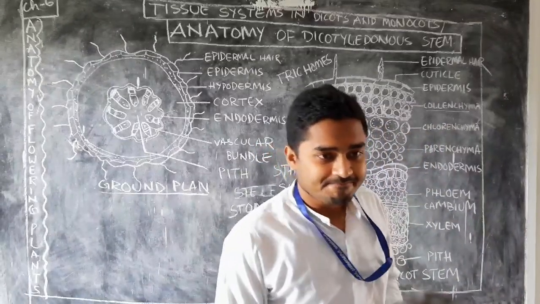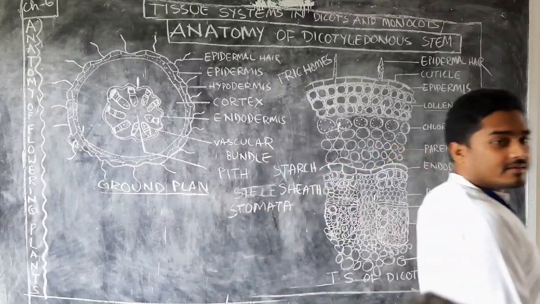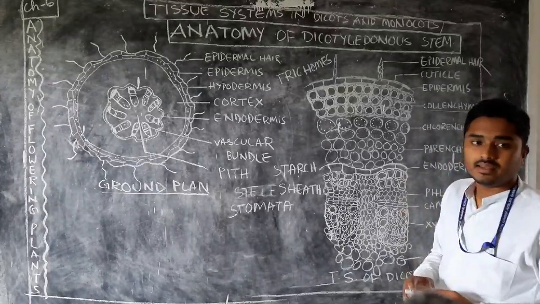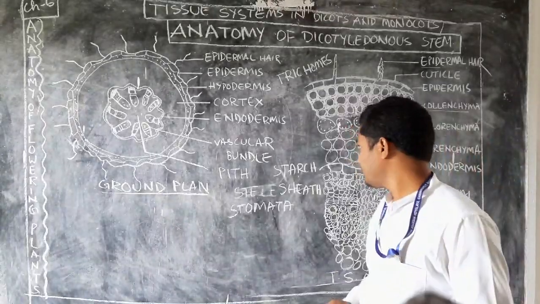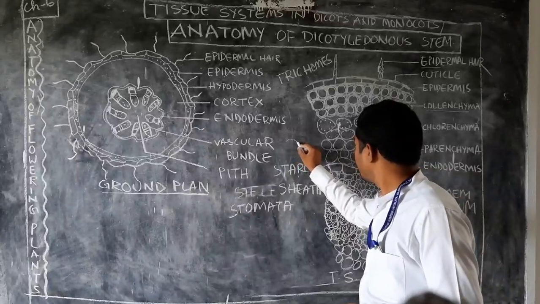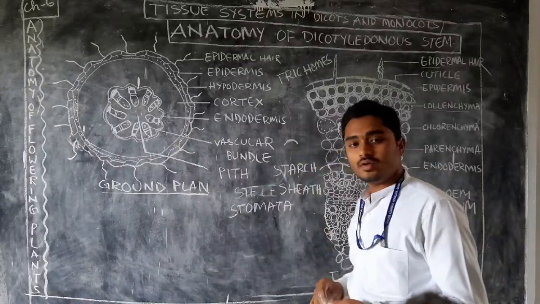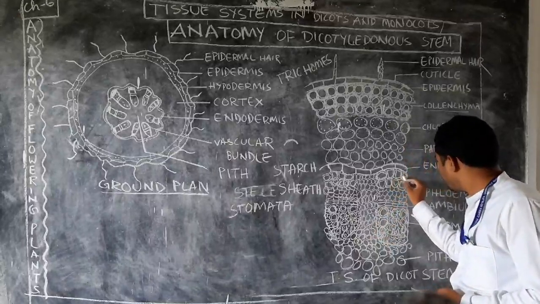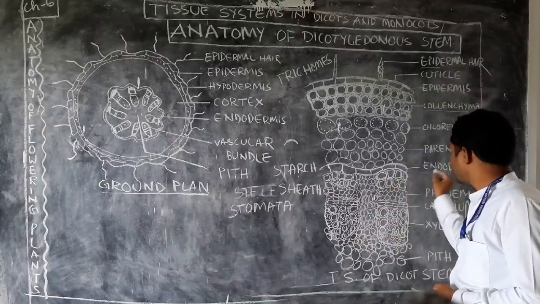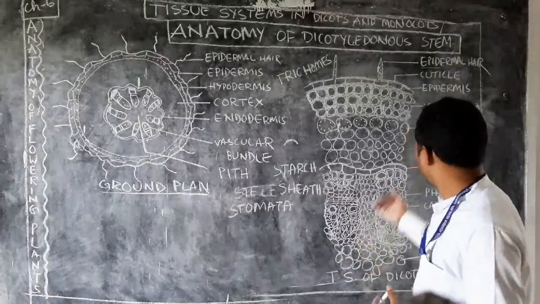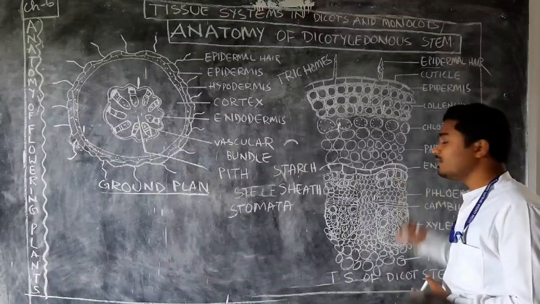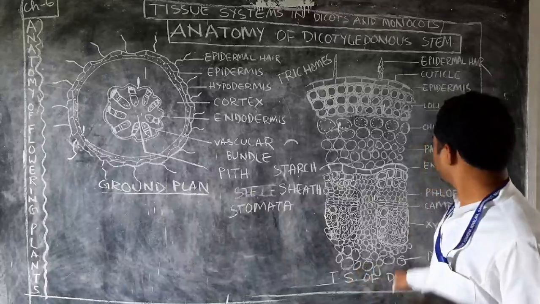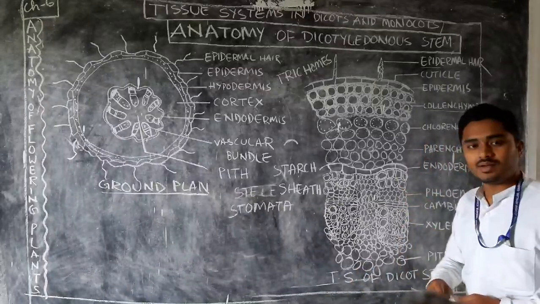The pericycle is present beyond the endodermis and above the phloem in semilunar patches. So, like a half circle, we call them semilunar patches. So these are the pericycle. These pericycle patches are present beyond the endodermis and above the phloem, and they are made up of sclerenchyma tissue.